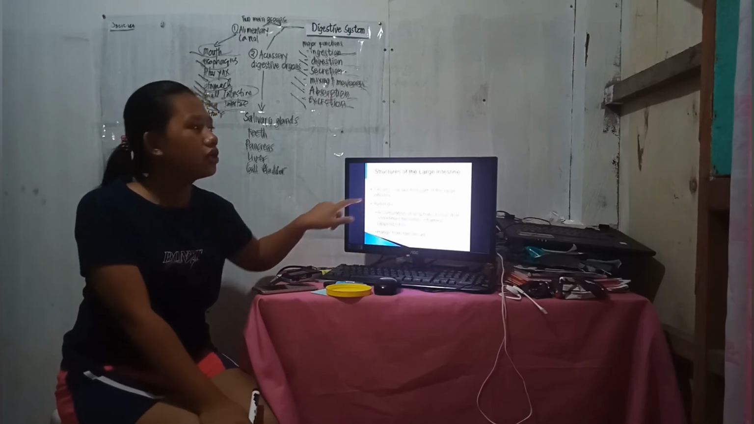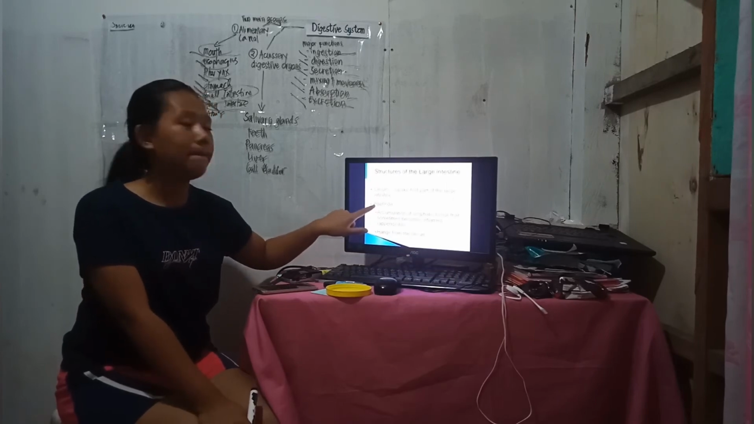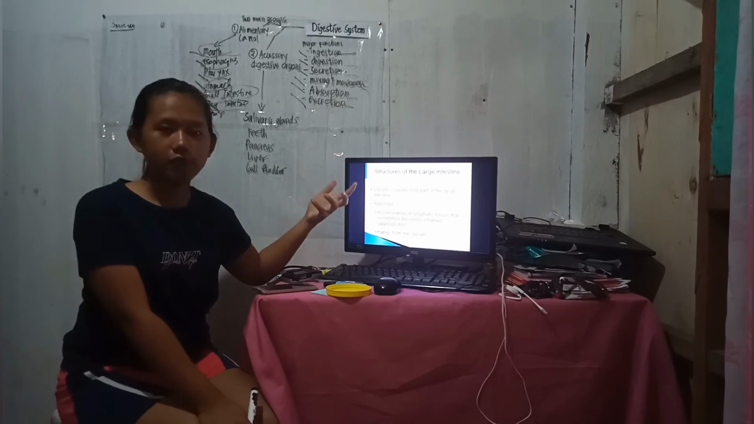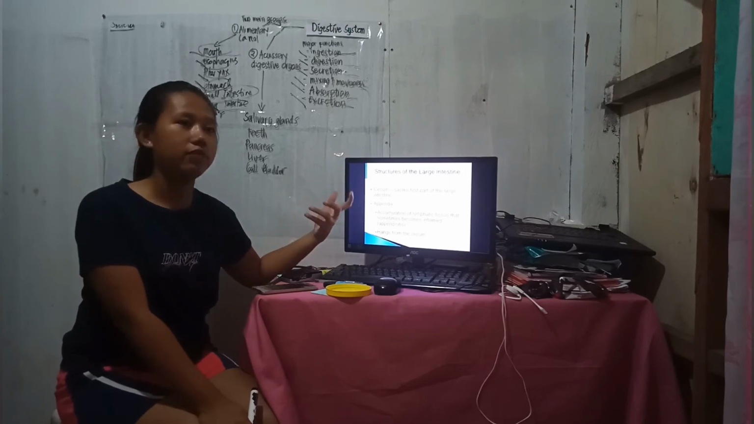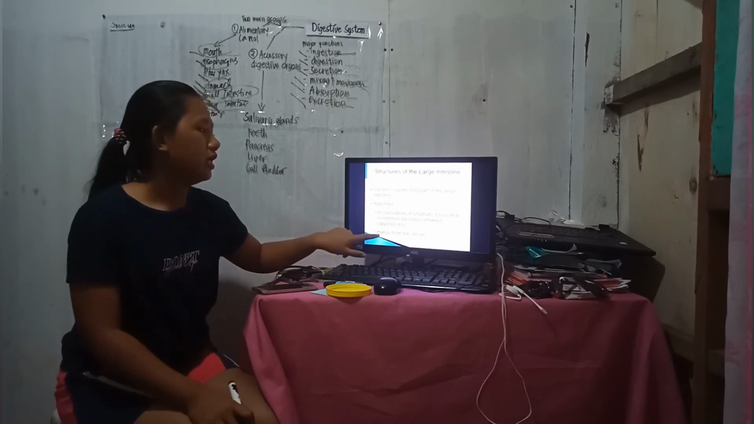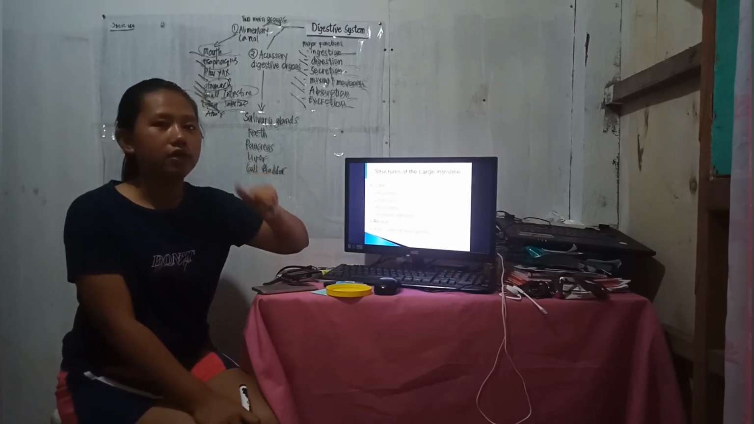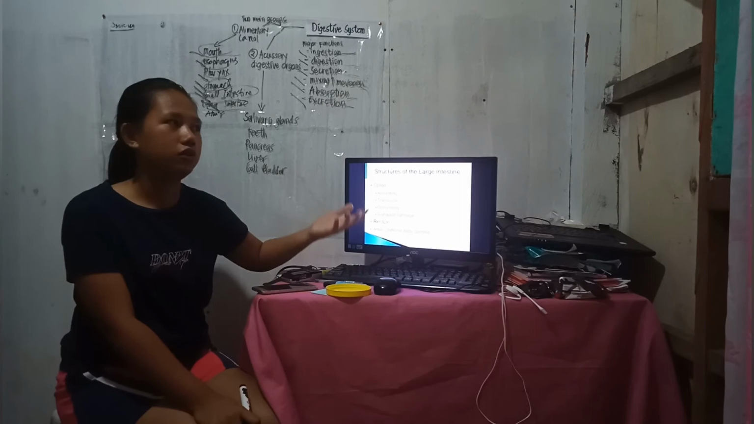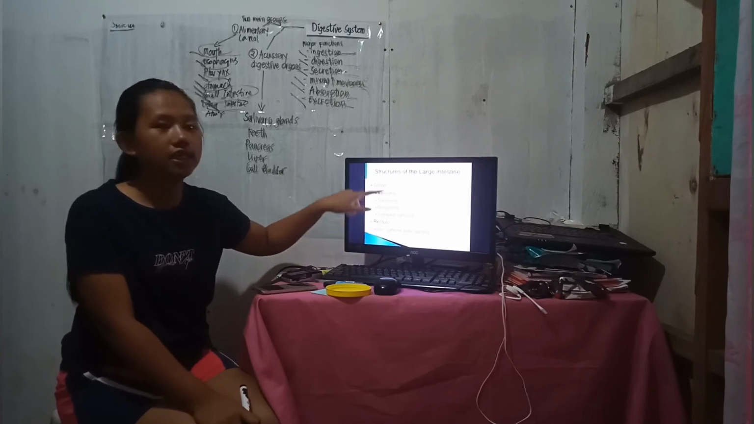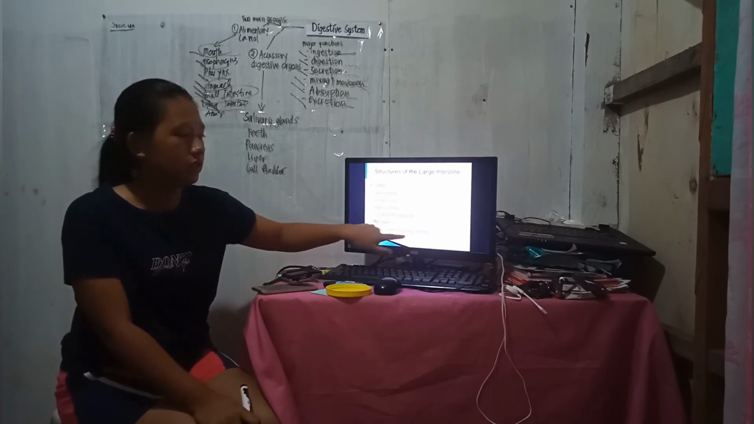So, structures, we have the appendix. If you're familiar with appendicitis, it is the inflammation of the appendix. Then we have the colon that I pointed to a moment ago: the ascending, transverse, descending, and sigmoid.